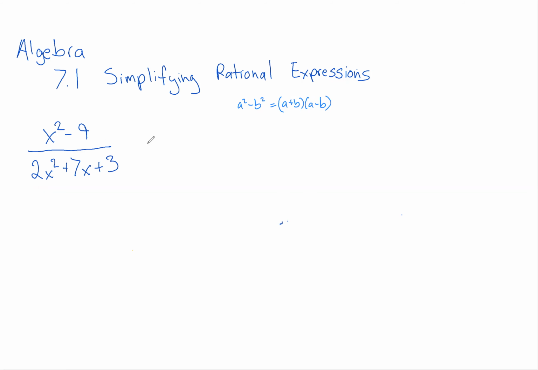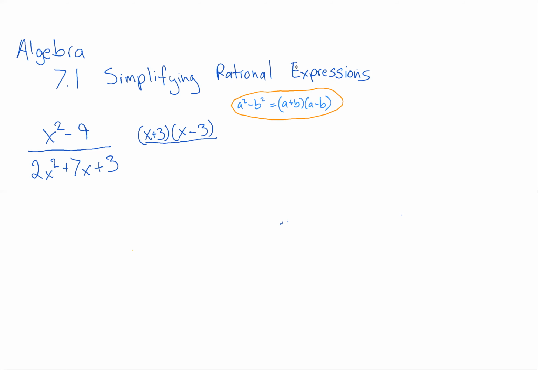Now the top is pretty easy to factor. We have x squared, and then 9 is a perfect square. So if we use this formula up here, a squared minus b squared equals a plus b times a minus b, this makes our life a little easier. We've got x plus 3, because 3 times 3 is 9, so that's our b. x plus 3 times x minus 3. Whew, okay, the top is done. Now let's do the bottom.